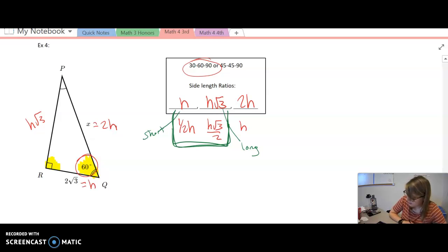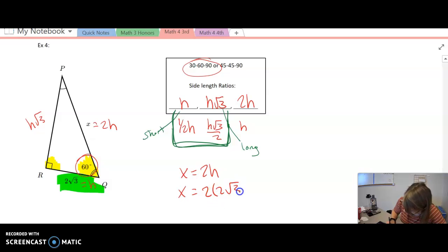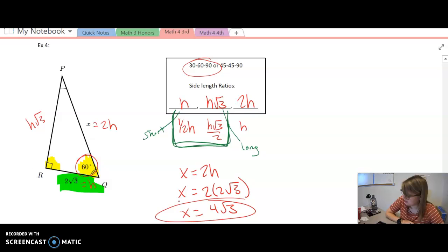Alright. So if we know that x is equal to 2h, and we also know that h is equal to 2 square root of 3, we can plug in that information, and then we solve, and we get 4 square root of 3 is x, and our missing side.